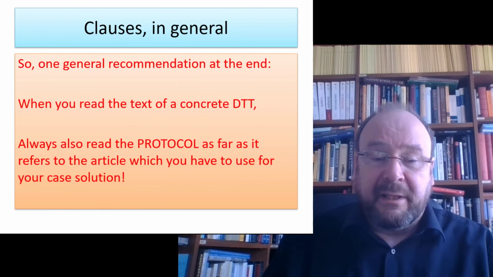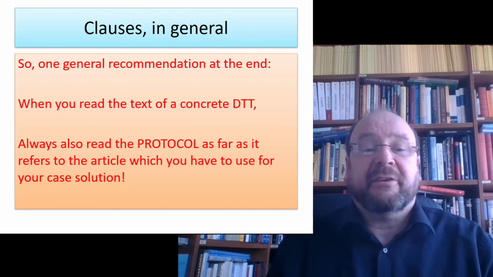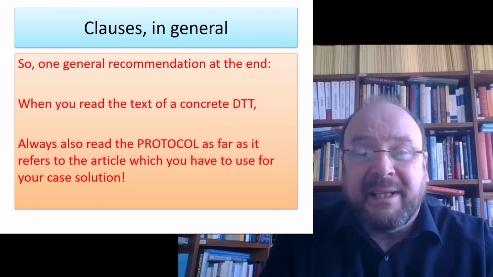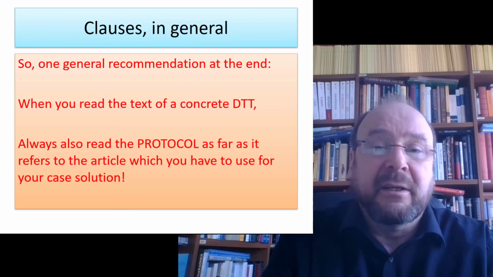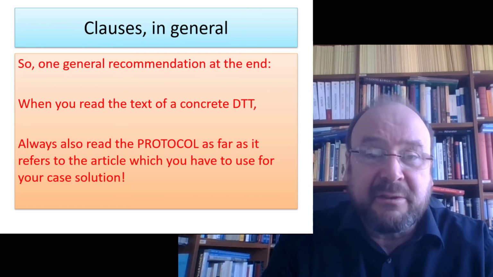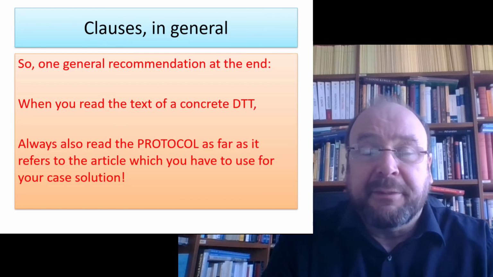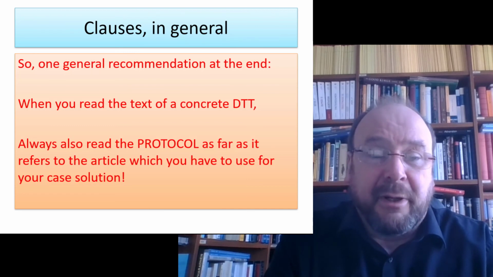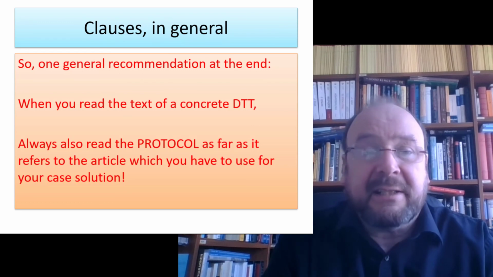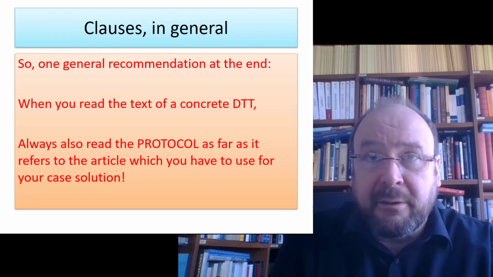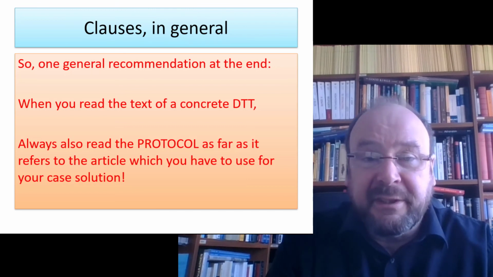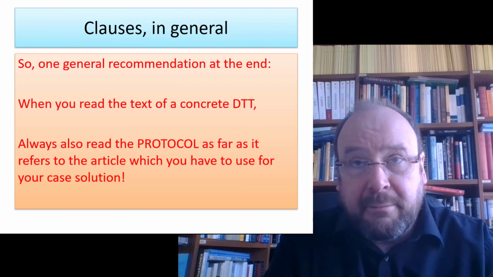So, by the way, that's now a general recommendation at the end. When you read the text of a concrete double taxation treaty, you always have to check if in that, or in addition to that treaty text, there is also a protocol to that treaty, because that protocol is an integral part of the text, and it might even be that a statement in a protocol revokes something which is laid down as general rule in the treaty in 90% of the cases.